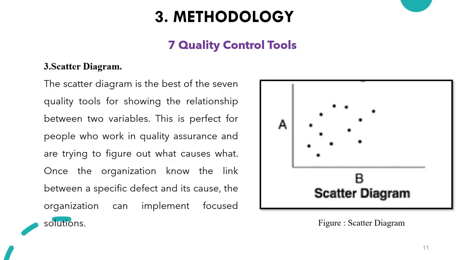Next, we're going to the scatter diagram. The scatter diagram is the best of the 7 quality tools for showing the relationship between two variables. This is perfect for people who work in quality assurance and are trying to figure out what caused what. Once the organization knows the link between a specific defect and its cause, the organization can implement focused solutions.